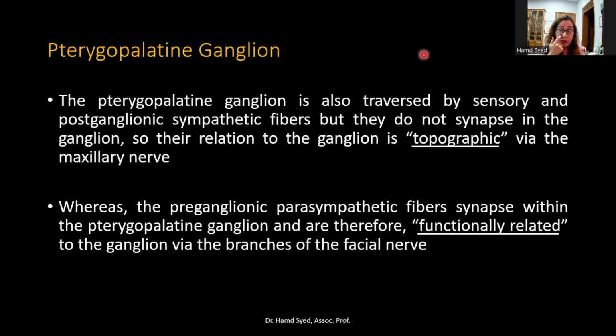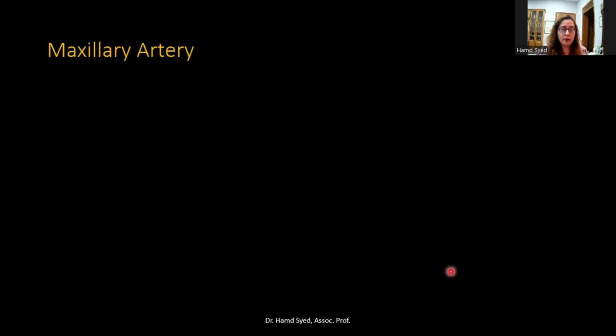So the important thing to remember when we talk about the functional aspect is that the relation of the pterygopalatine ganglion to the sensory and postganglionic sympathetic fibers is topographic, which means that these fibers don't actually synapse in this ganglion. Their relation is that they're just located within this ganglion, or they're just passing through it. But in the case of the preganglionic parasympathetic fibers, their relation to the pterygopalatine ganglion is functional, because they're going to synapse over here, and then the postganglionic fibers are going to arise from the ganglion.